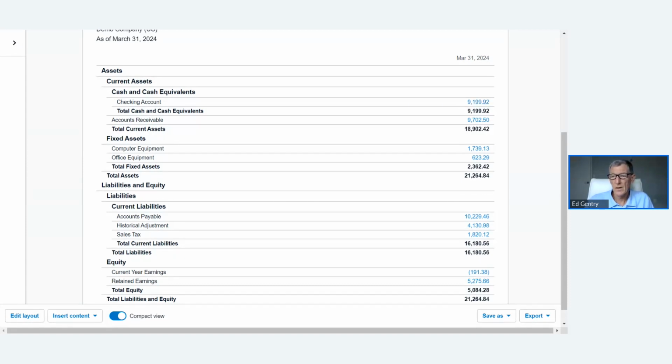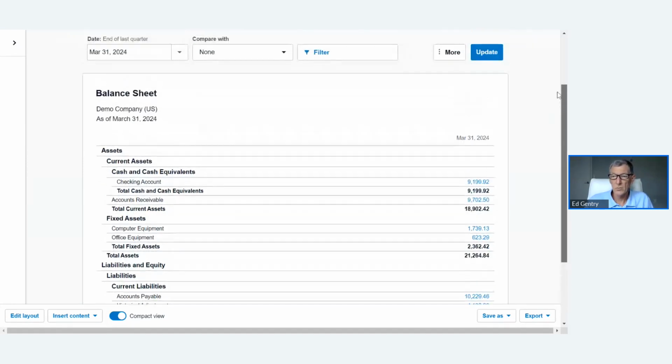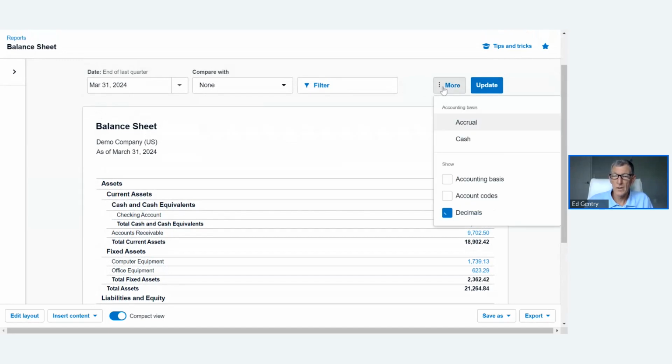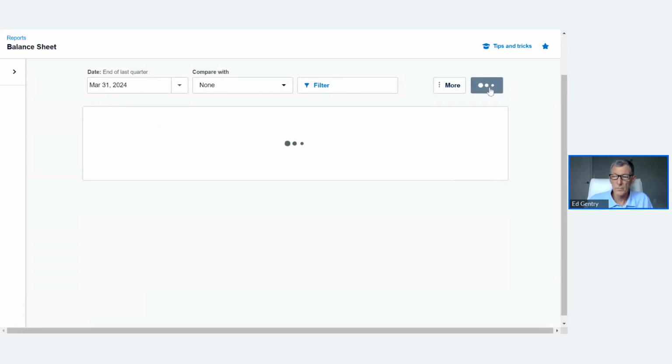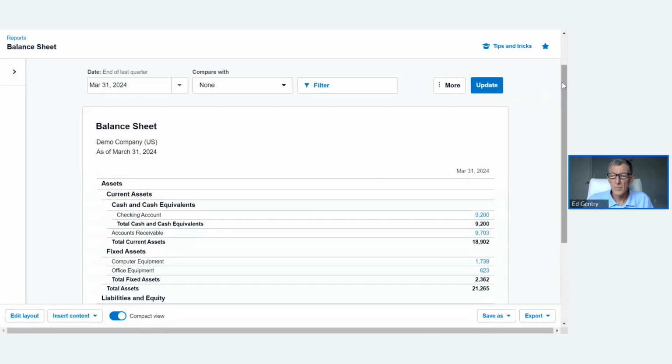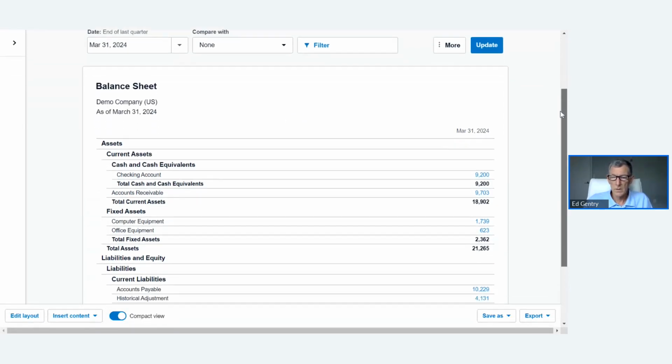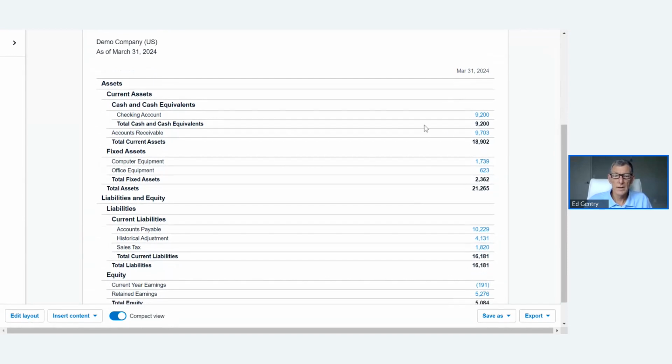So in the current assets, you have cash and cash equivalents, so a checking account. So in this case, $9,100 and almost $9,200. I'm going to do a quick update here. Let's get rid of the decimal points. We don't need those. So about $9,200 in cash, and any other, if there's a savings account, investment account, or any other liquid account, that would be included in here as well.